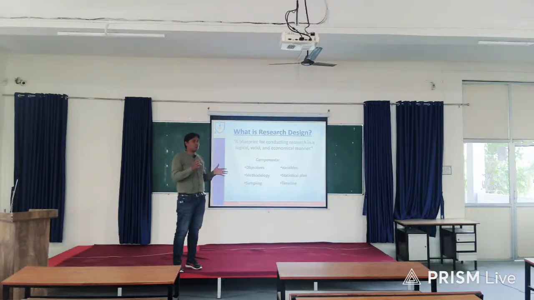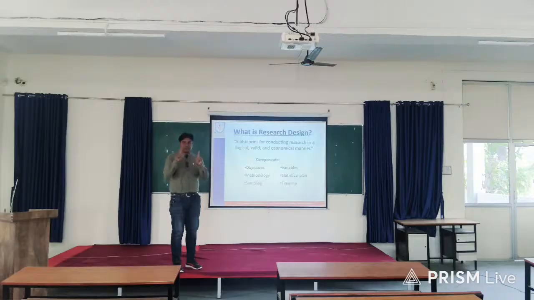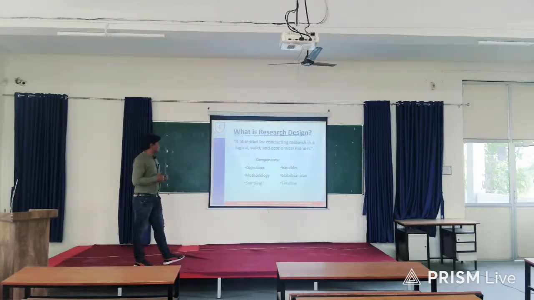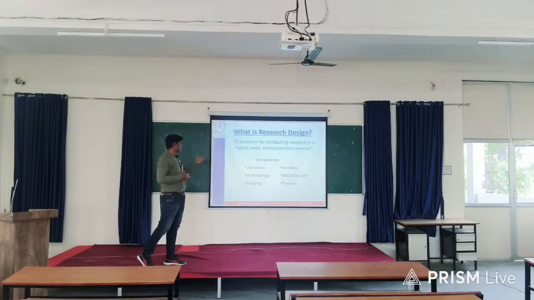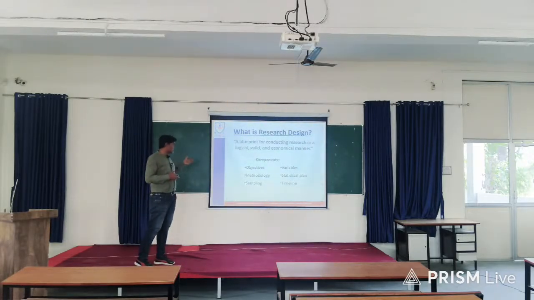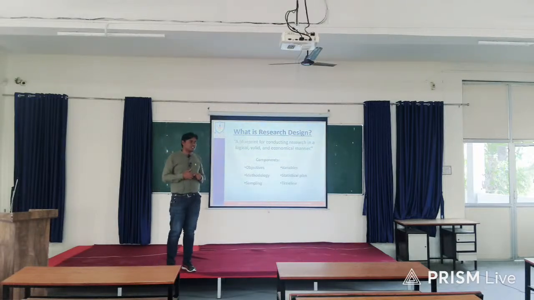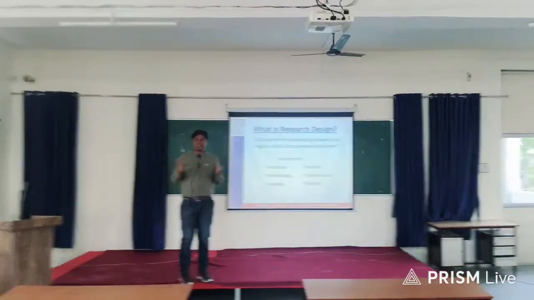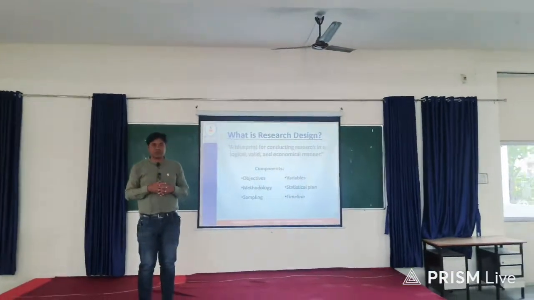So that type of cause and effect relationship should be present in the problem which you have taken. Suppose you see what are the good components in a good research design, what are the components you should have. First thing is you should have objectives. Second one is methodology, sampling, variables, statistical plan and timeline. These are the components which are supposed to be present in the research design. First thing is objective. How will you come across identifying some objectives?